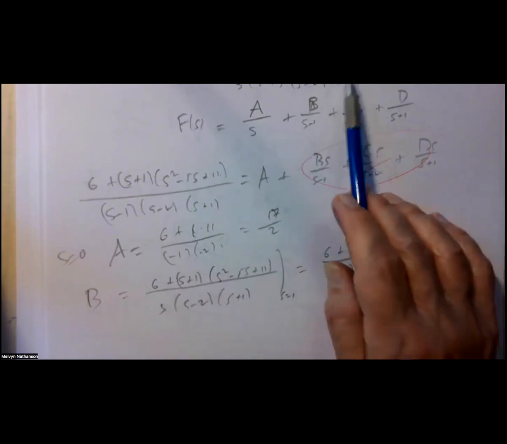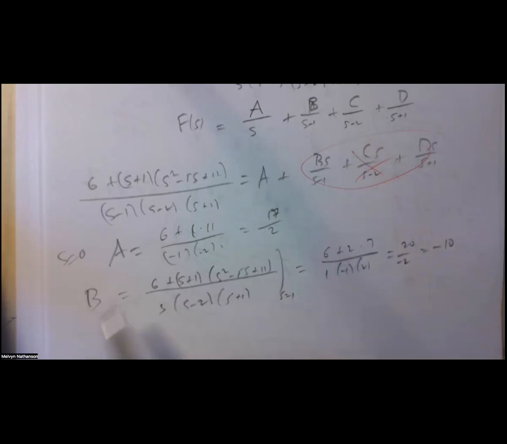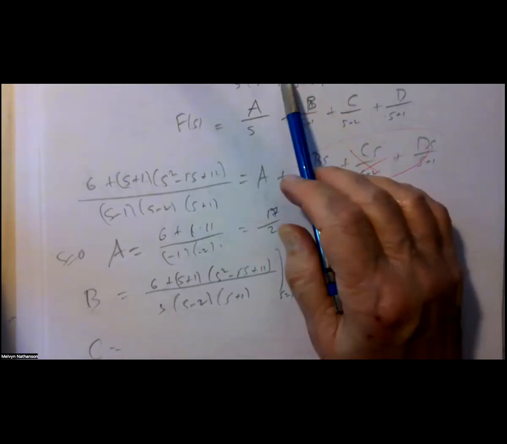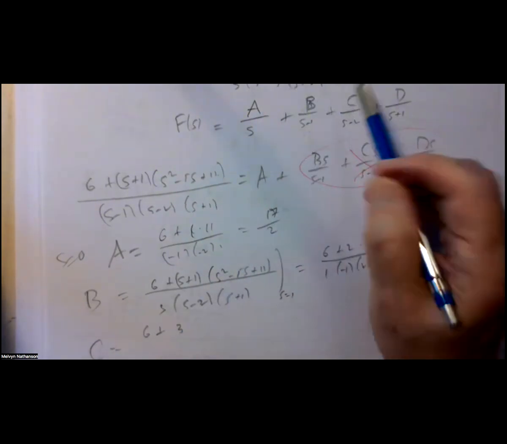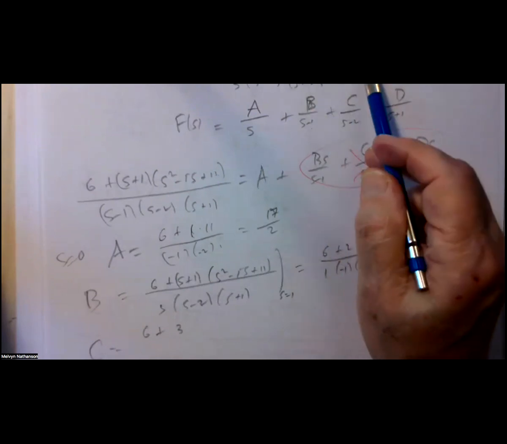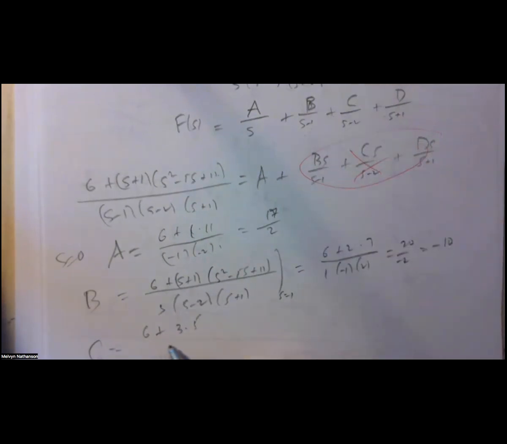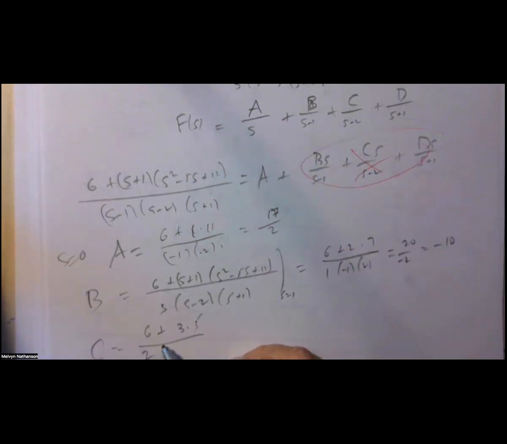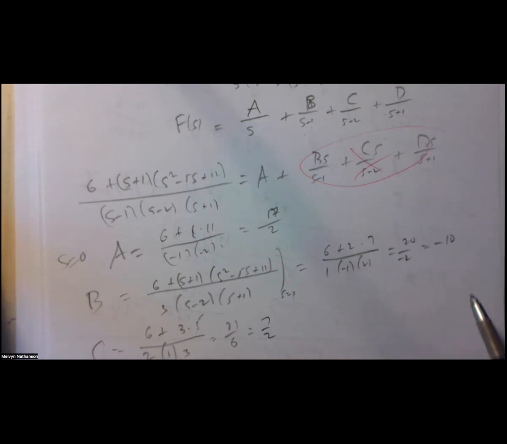If you multiply both sides of this equation by s - 2 and let s equal 2, on this side you'll get C equals, this term is gone. When you let s equal 2, you get 6 plus 3 times, when s is 2, this is 4 plus 11, that's 15 minus 10, that's 3 times 5. When s equals 2, I have 2 times 1 times 3, that's 6, that's 21 over 6, or 7/2.